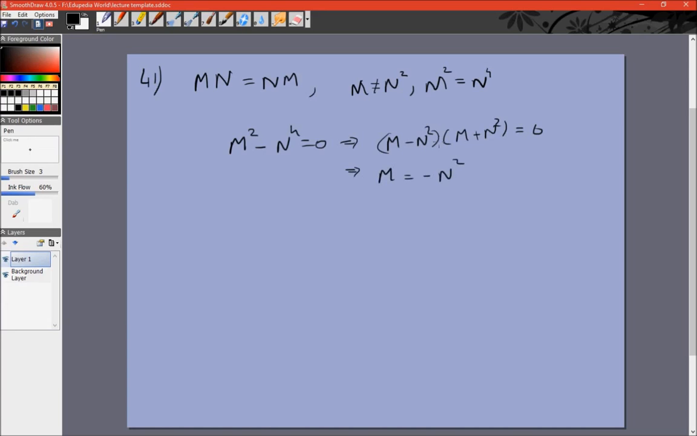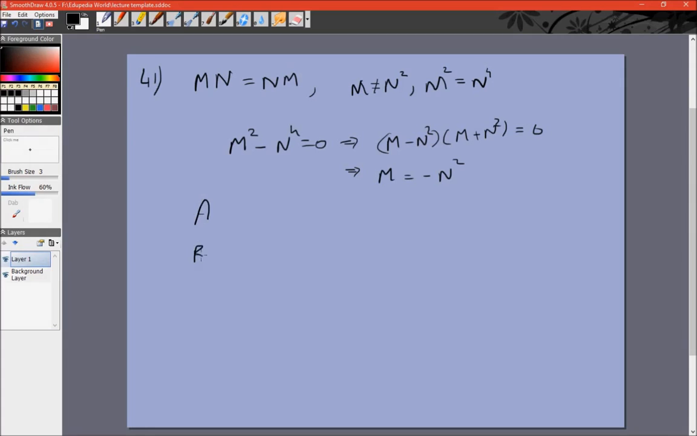Some people actually might look at this directly and in a hurry go, M squared is N to the power 4, so M is plus minus N squared, which is the same as this equation. But when you're working with matrices you need to be a little bit more careful and make sure you take things to one side and don't multiply on different sides in the LHS and RHS. Just be a little bit extra careful with matrices. That's why I took it to the other side and factorized them. Right, so M is minus N squared.